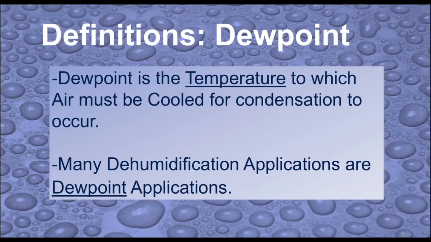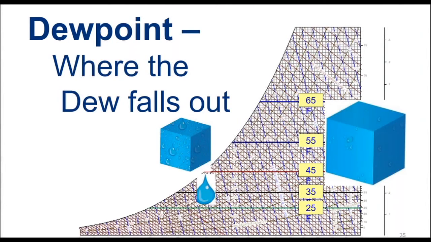Starting with dew point. Dew point is the temperature to which air must be cooled for the dew to drop out, or for condensation to occur. Many of our dehumidification applications are dew point applications. If you have a food processing facility and it has a 38-degree chill water pipe running through the ceiling, running above your processing equipment, you have to control to something below that temperature, or else the dew will fall out and potentially get into the process. That is one example. So dew point is where the dew falls out.